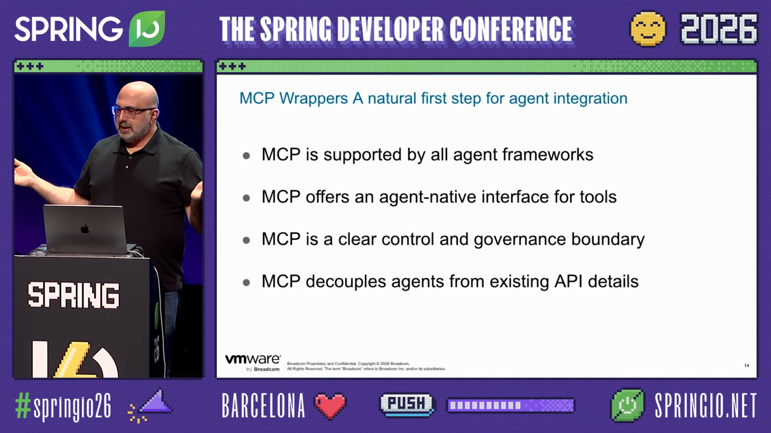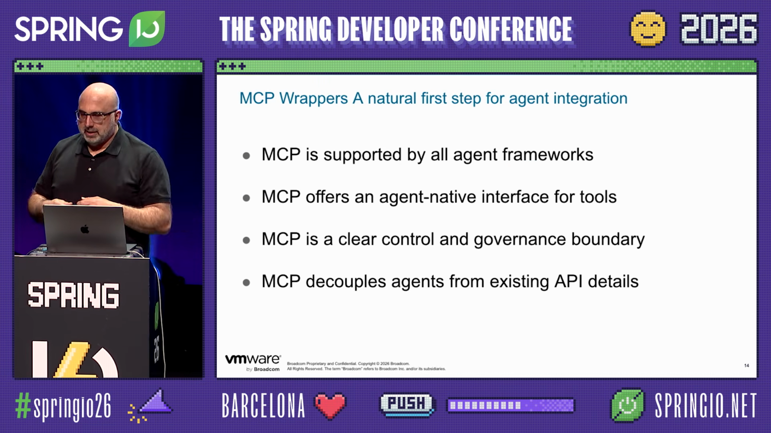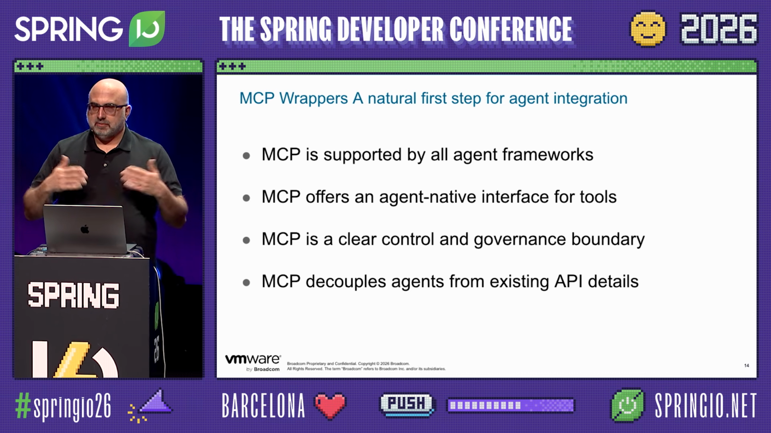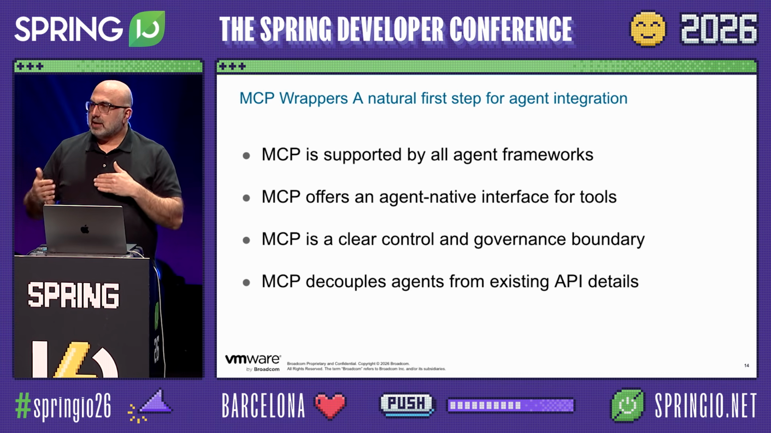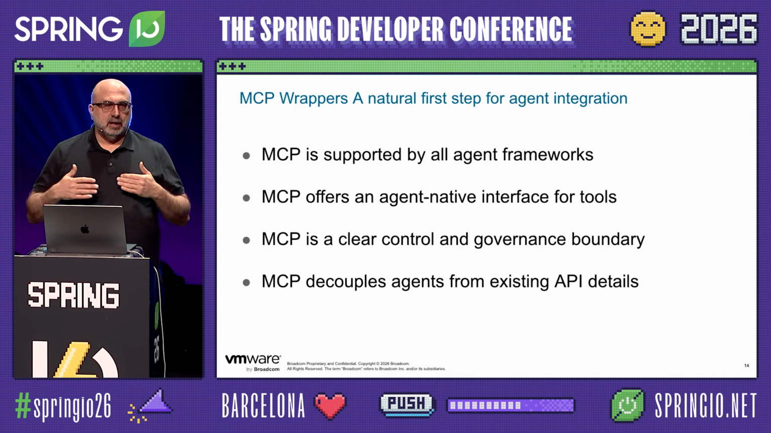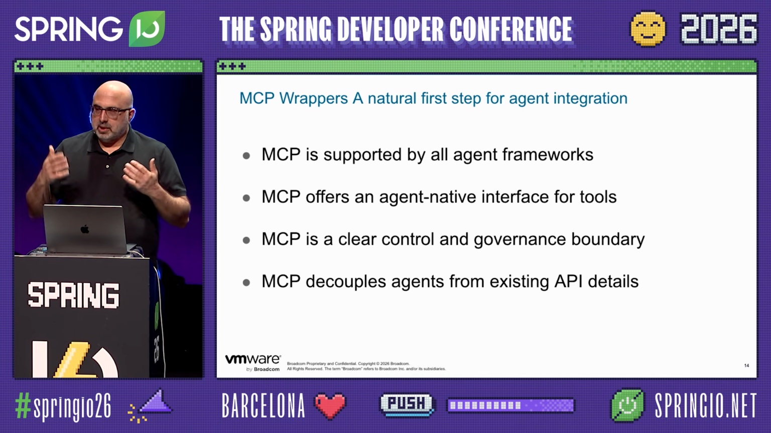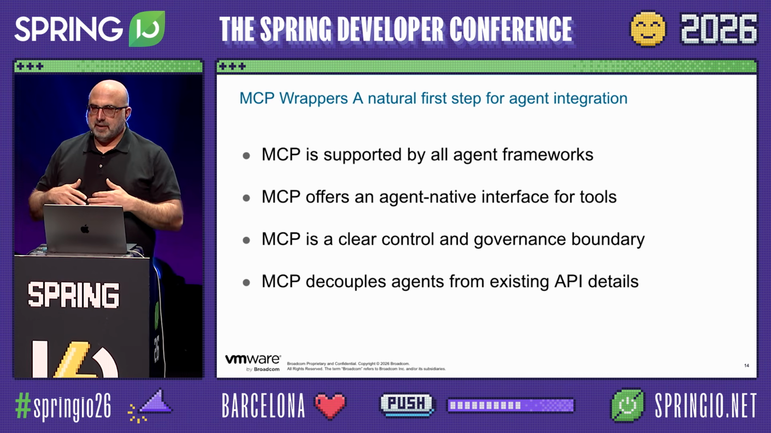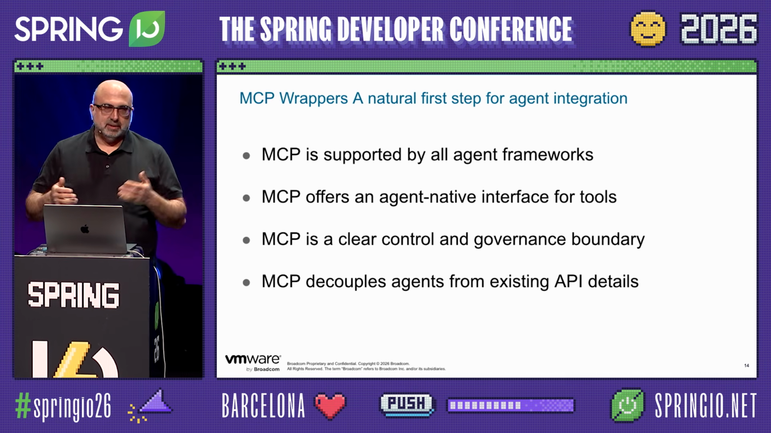And why is this a good idea? Well, MCP is supported by all agent frameworks, right? Everybody supports MCP. It offers agent-native interfaces for your tools. It's a clear governance and control boundary, so you can apply maybe extra policies and checks. And it decouples the agent from your existing API details. So if my existing API might say have 500 fields on something, maybe this will reduce it.